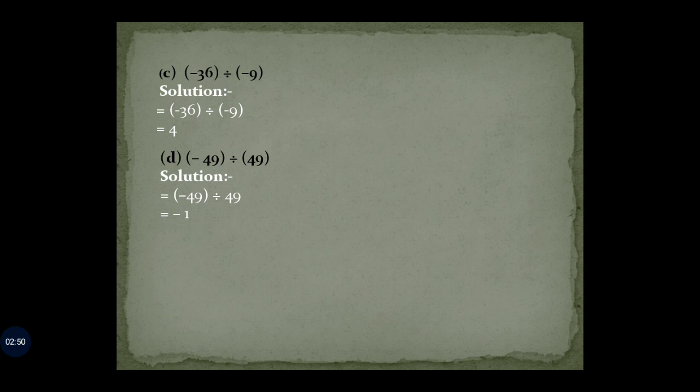D1. Minus 49 divided by 49. Solution for this problem is minus 49 divided by 49. As you can see, we are dividing here a negative integer by a positive integer. That means both are divided as regular integers and the result is 1, but we are putting here minus 1 because the quotient remains with the negative sign.